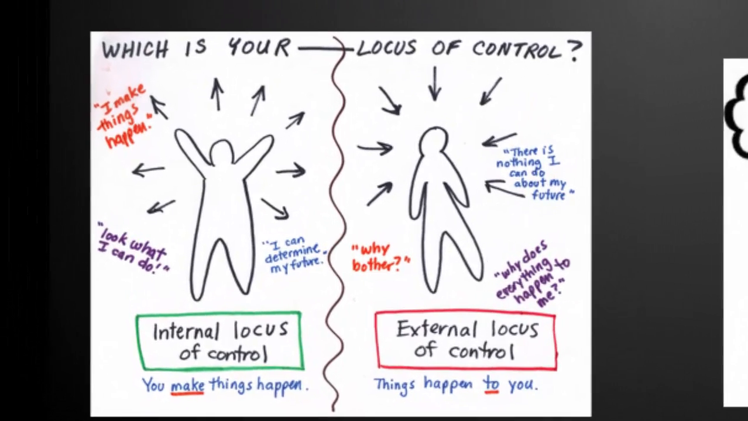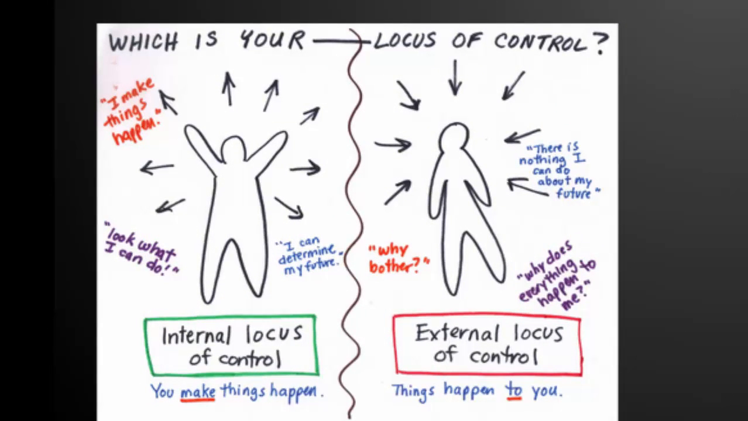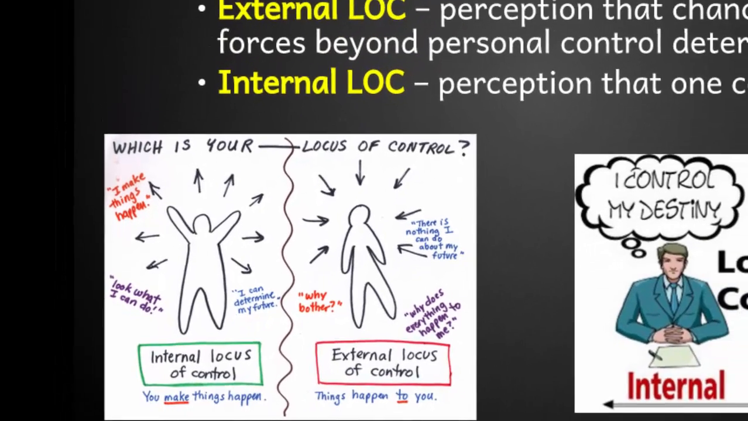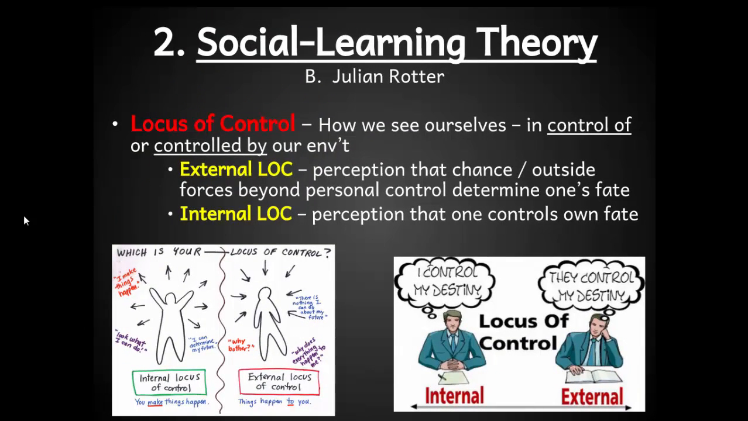Things just happen to me, instead of an internal locus of control where I am in control and I make things happen for myself. Obviously, again, we're going to want an internal locus of control to promote a more healthy personality, and it's going to go along with our idea of self-efficacy. So a lot of times when we have high self-efficacy, we also see an internal locus of control. Not always, but a lot of times we do.